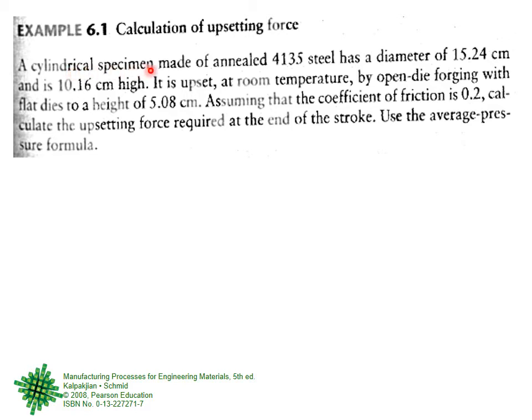A cylindrical specimen made of annealed 4135 steel has a diameter of 15.24 centimeter and is 10.16 centimeter high. It is upset, open forged at room temperature, cold working, by open die forging with flat dies to a height of 5.08 centimeter. Assuming that the coefficient of friction is 0.2, calculate the upsetting force required at the end of the stroke. Use the average pressure formula.